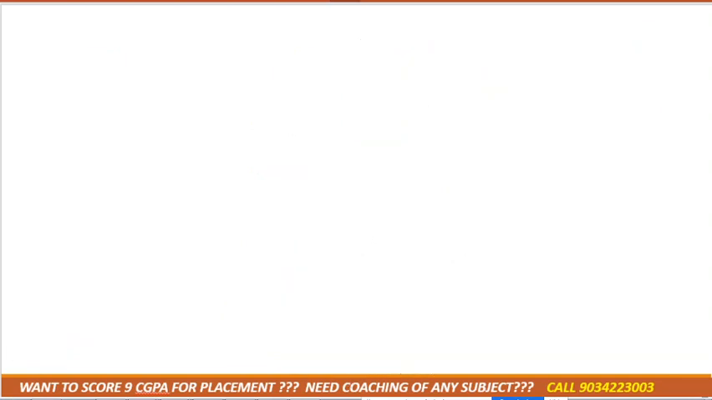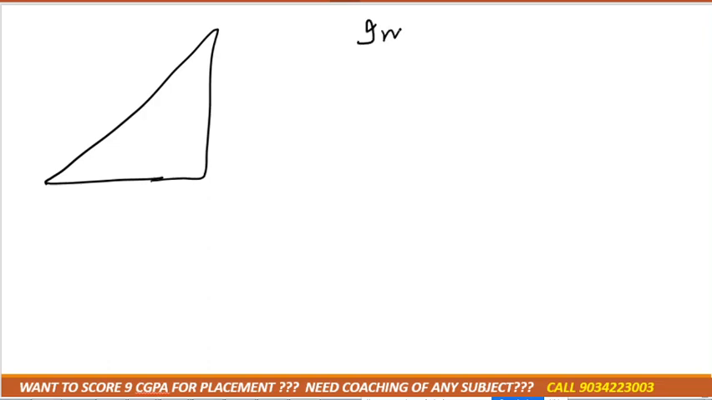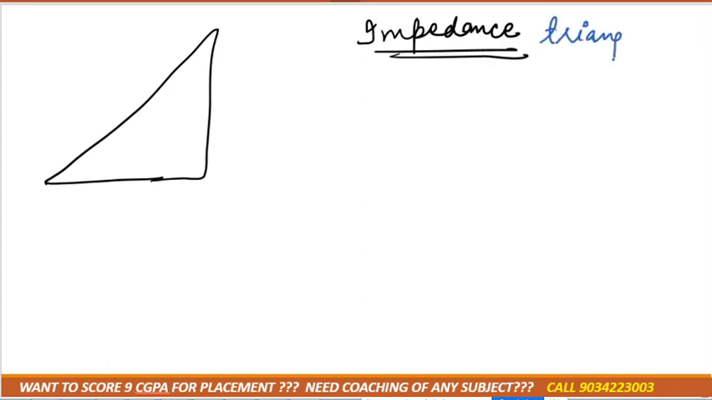Okay. Now the next thing is we should know all the formulas, and we'll get all the formulas by the triangle. Okay. So we are having three kinds of triangle. One is the impedance triangle, another one is the voltage triangle, and another one is the power triangle. Okay. So first of all, we'll learn about the impedance triangle.